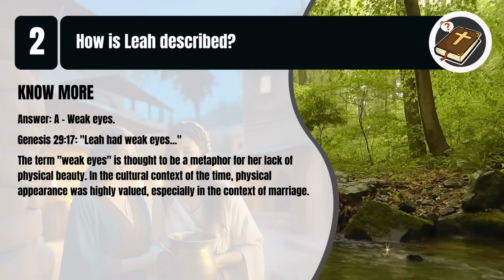That's A. Weak eyes. Genesis chapter 29, verse 17. Leah had weak eyes. The term weak eyes is thought to be a metaphor for her lack of physical beauty. In the cultural context of the time, physical appearance was highly valued, especially in the context of marriage.